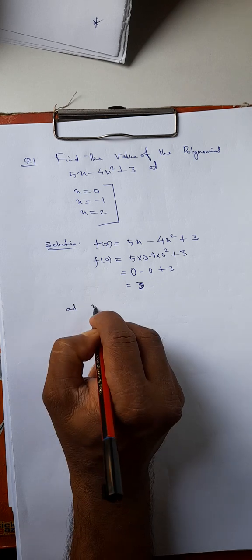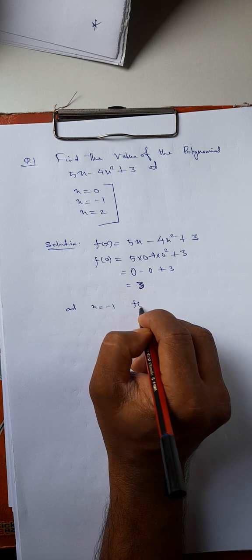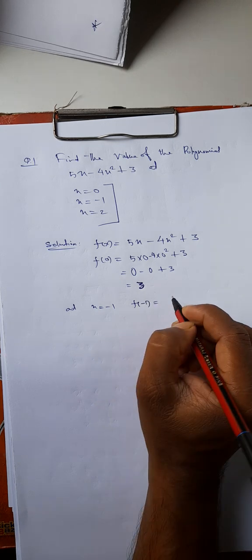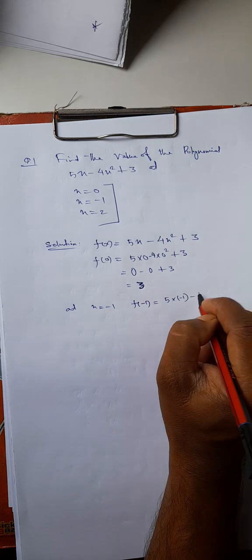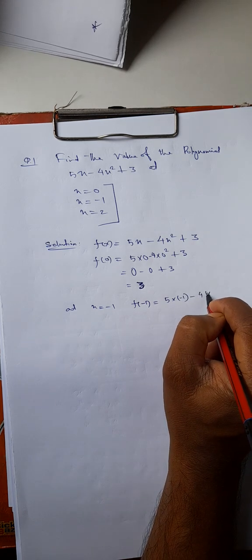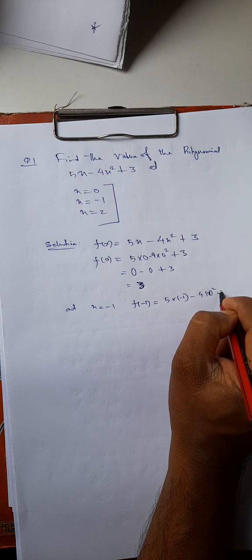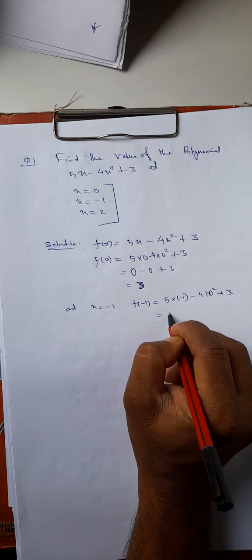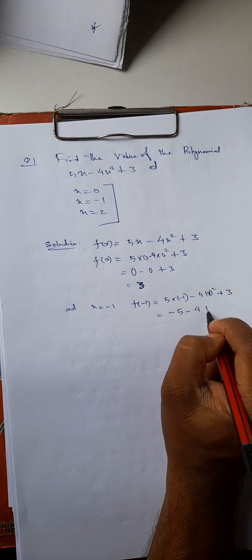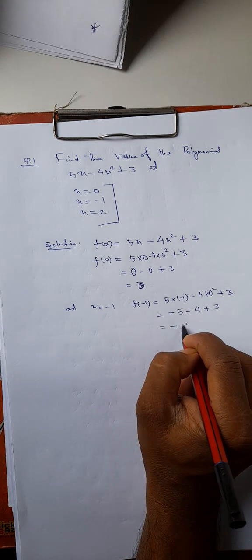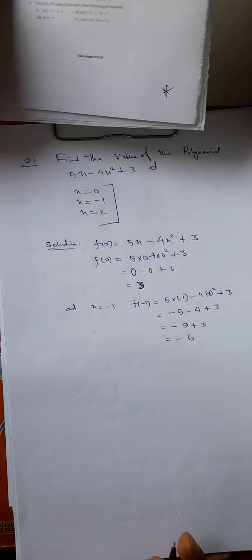At x equal to minus 1, f(minus 1) equal to 5 into minus 1, minus 4 into minus 1 square plus 3. 5 into minus 1 is minus 5. This is minus 4 plus 3. This means minus 9 plus 3. This becomes minus 6, right?